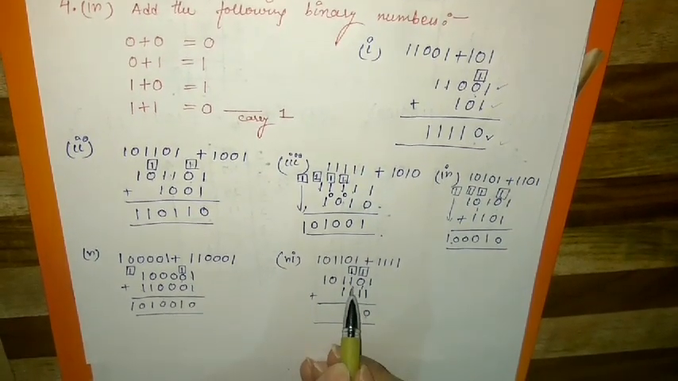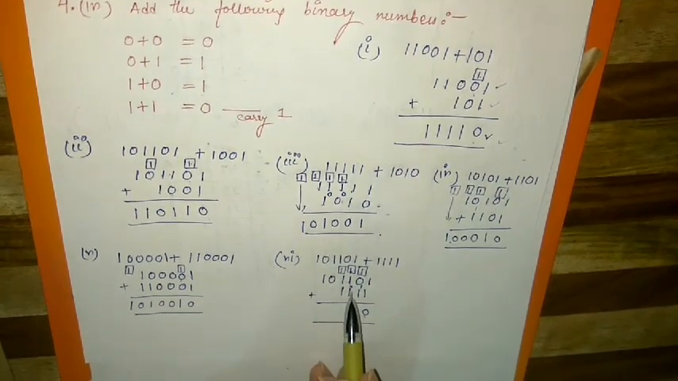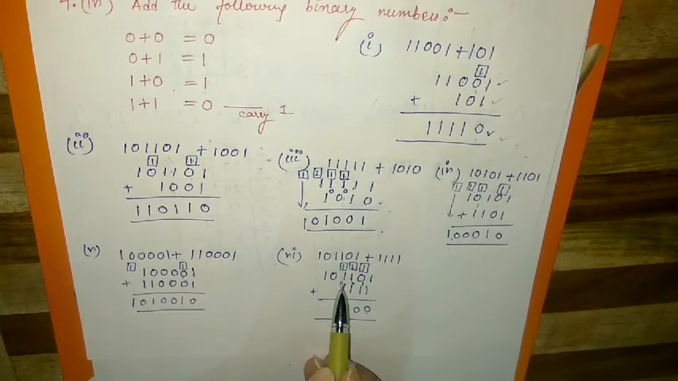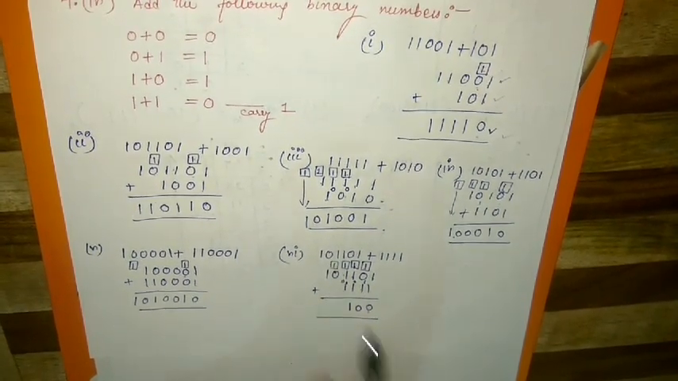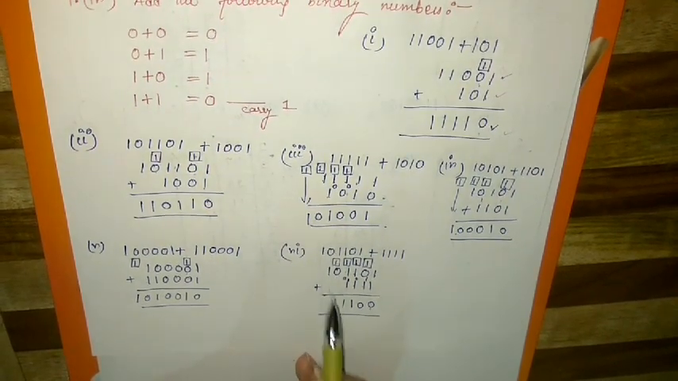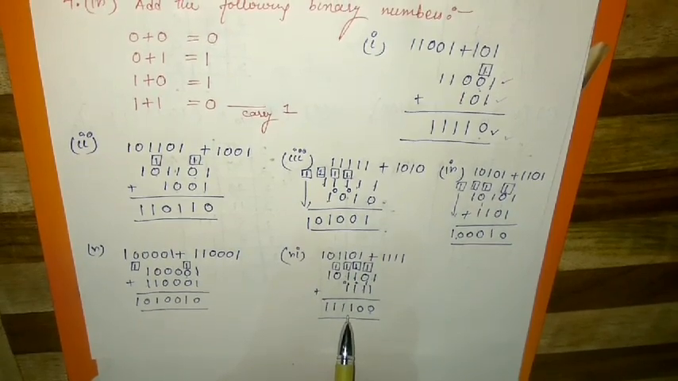1 plus 1 is 0 with a carry on the left hand side, and at the same time 0 plus 1 is 1. Okay, 1 plus 1 is 0 with a carry on the left hand side, and 0 plus 1 is 1. 1 plus 0 is 1 and 1 copied down over here. So this is the answer for your sixth part.